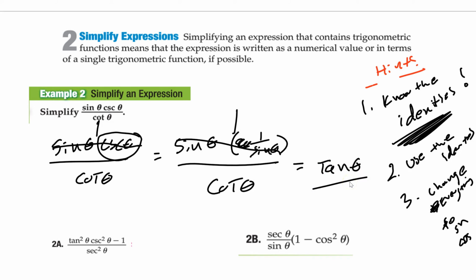They want you to use the identities you know. So I'm like, oh, I know cosecant is the opposite of sine, so I wrote 1 over sine. These cancel out. I get 1 over cotan. What's the opposite of cotan? Tan. That's kind of the idea. That's an easy one, though. Let's do a harder one.